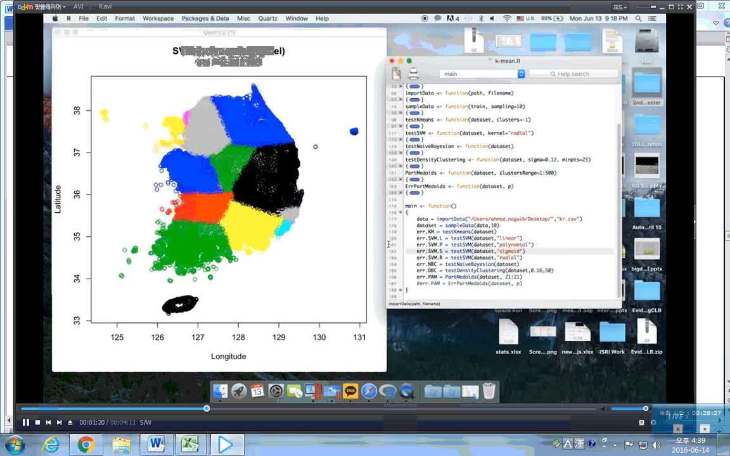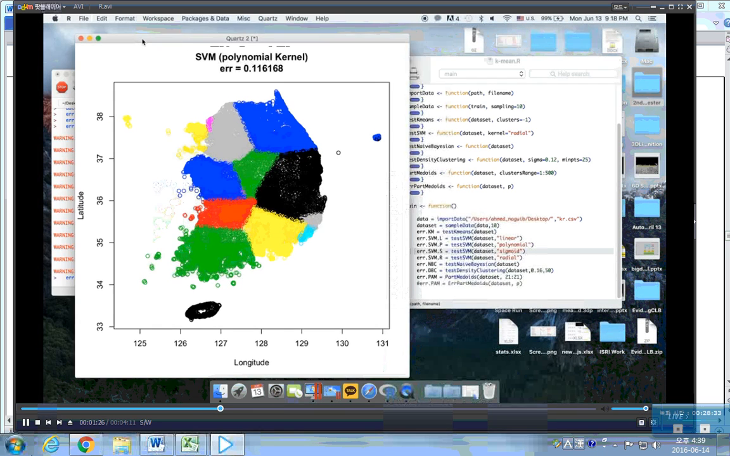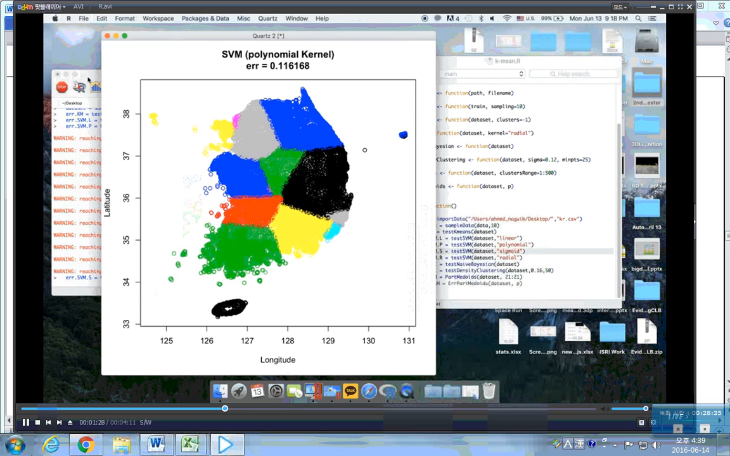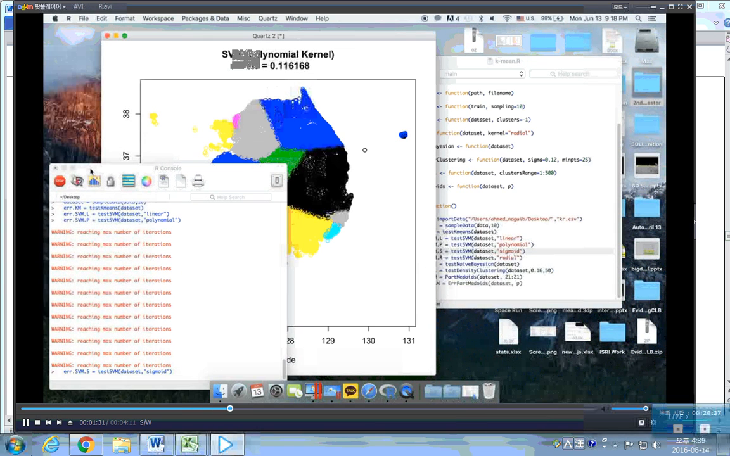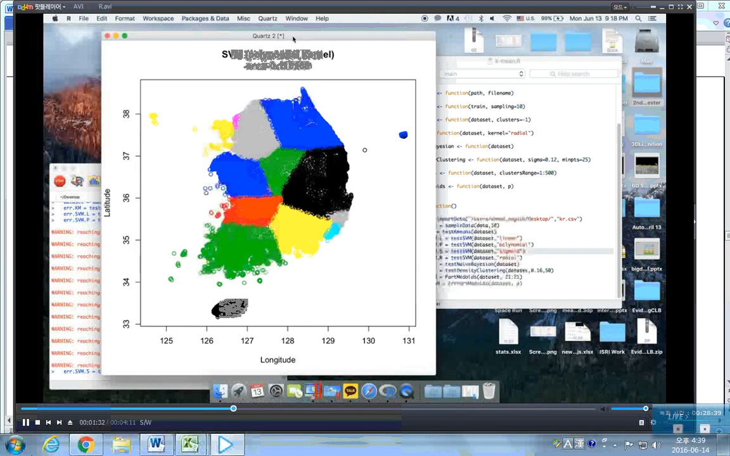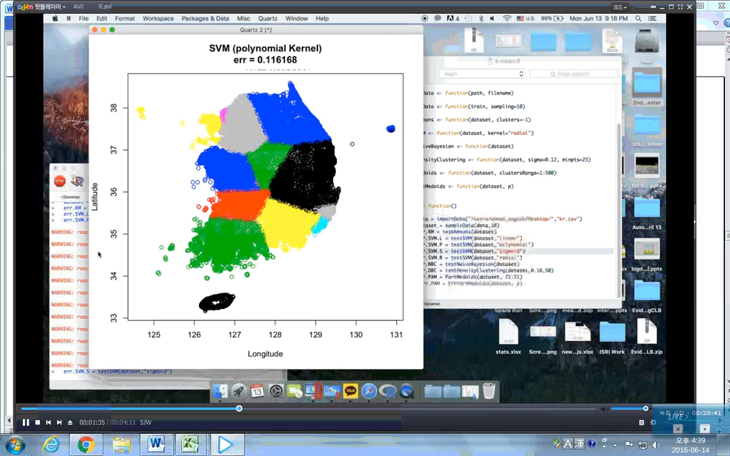So when I apply k-means clustering, we can see the result directly coming out here. And I write down the error rate. The functions to compute the error rate are here. Scoring, classifying, scoring, clustering are here, so you can also look at it if you're interested.